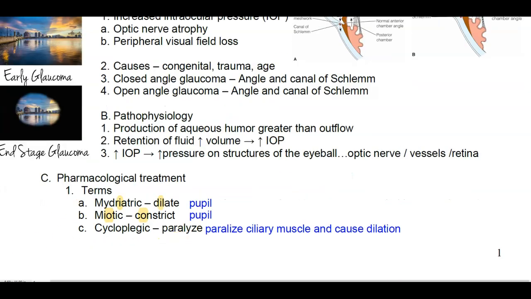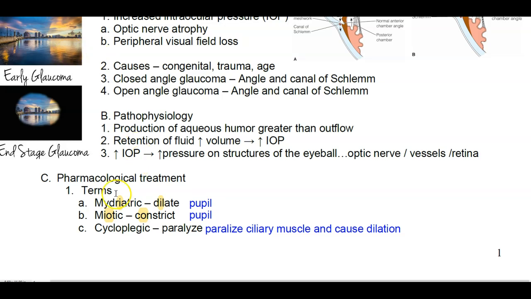So there are terms that I want you guys to remember when it comes to the medications that we're administering and their effect. So you have mydriatic and miotic as well as cycloplegic. Mydriatic means dilate. It dilates the pupil. Miotic constricts the pupil, and cycloplegic will paralyze the ciliary muscle, which causes dilation.